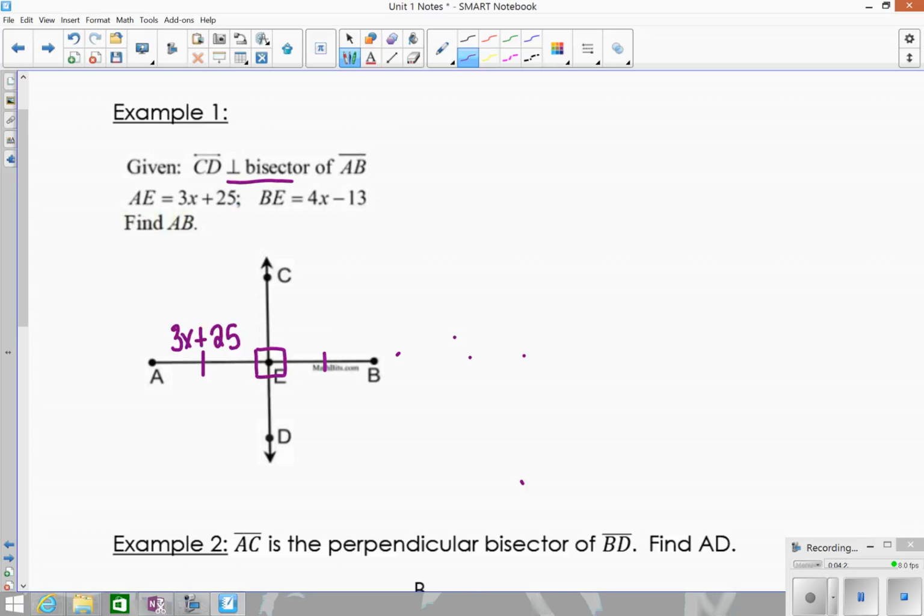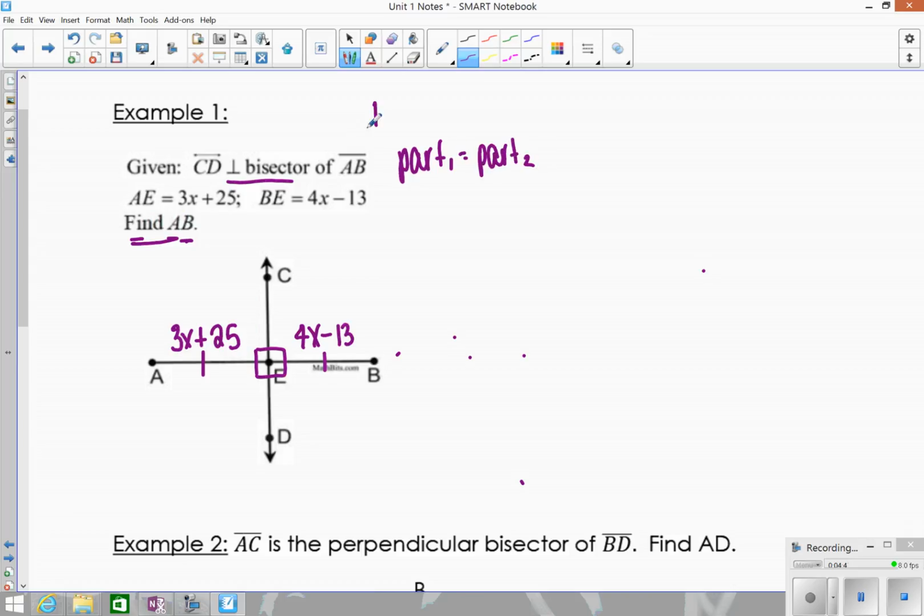And BE is 4x minus 13. Well, in this case, they want us to find AB, but before I can find AB, I would have to know what x is so that I can plug it in and get a number for AB. So the first thing, since you have two parts and you know that these two parts are equal, we're just going to set them equal because the parts are equal. So part 1 equals part 2, since it is a perpendicular bisector.